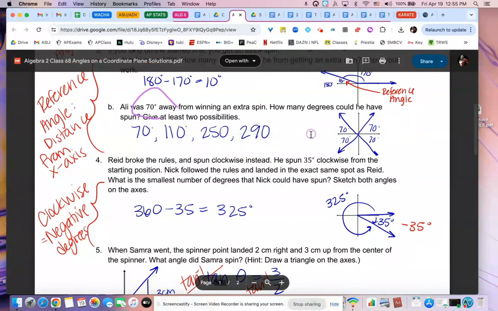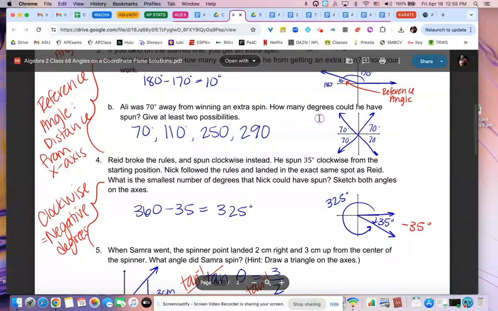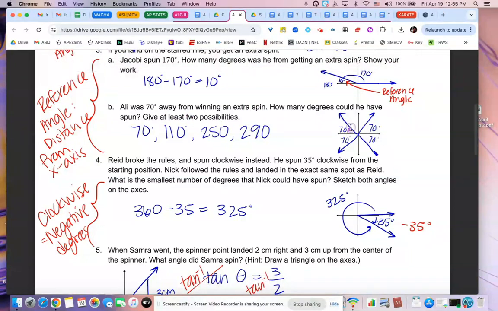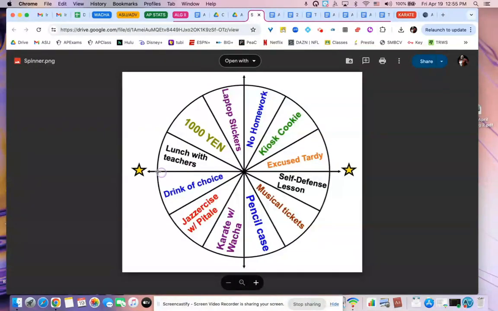So Ollie was 70 degrees away. How many degrees could he have spun? Because he was 70 away from winning an extra spin. So that means he was either 70 degrees away this direction, or this direction, or this direction, or this direction. This question is there just to get you to think about what a reference angle is. Reference angles are always based off of the x-axis, and that's why on the spinner we put these stars on the x-axis, to direct you to, no matter where you end up, go right to the x-axis to make your reference angle, no matter where you're at.